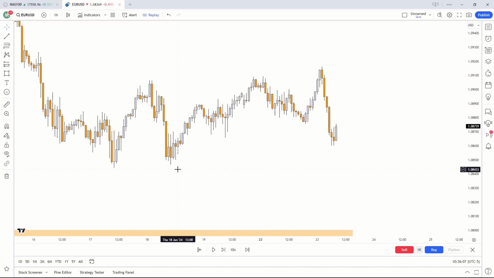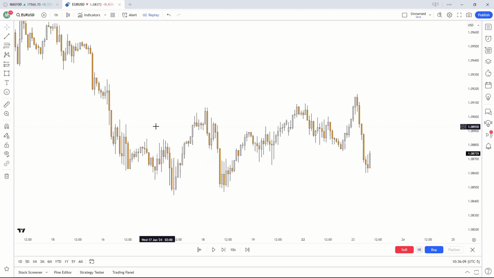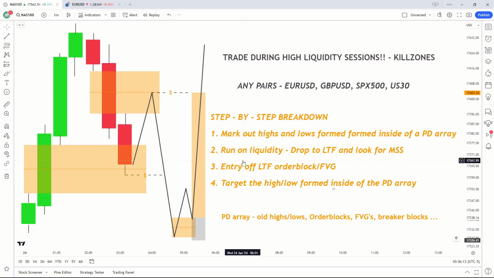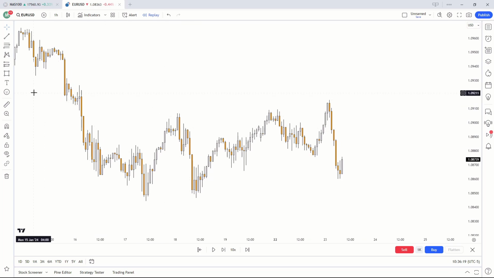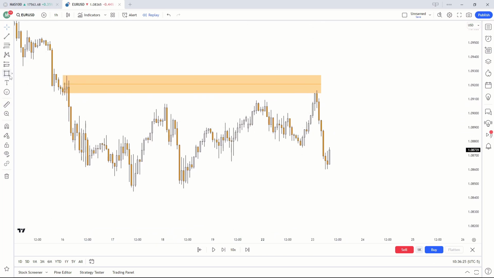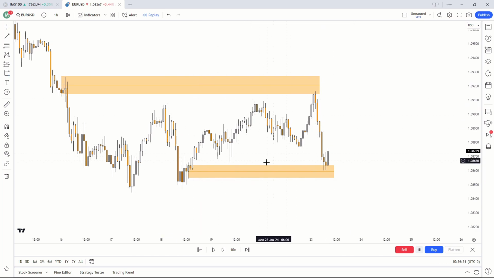Alright guys, now I am on EURUSD, and from this point in the market I have made some simple observations. So if I head to my checklist, step 1, mark out highs and lows formed inside of a PD array. So what PD arrays can I see here? Firstly, I see a nice order block right here. As you guys can see, we get a beautiful tap. And what other PD array do I see? I see another order block right here. Now, these are our two PD arrays. This is our high. Let me mark that out.